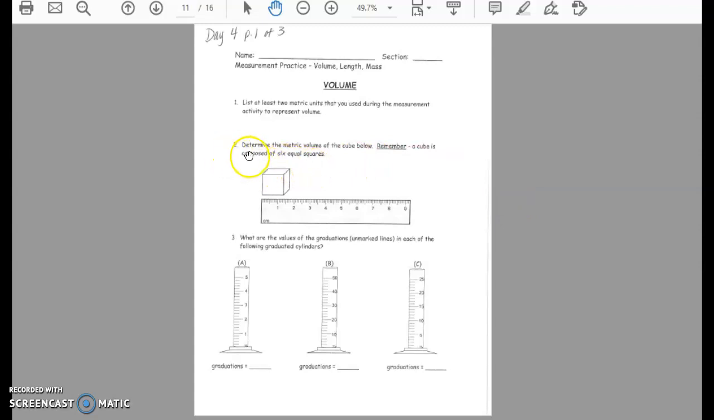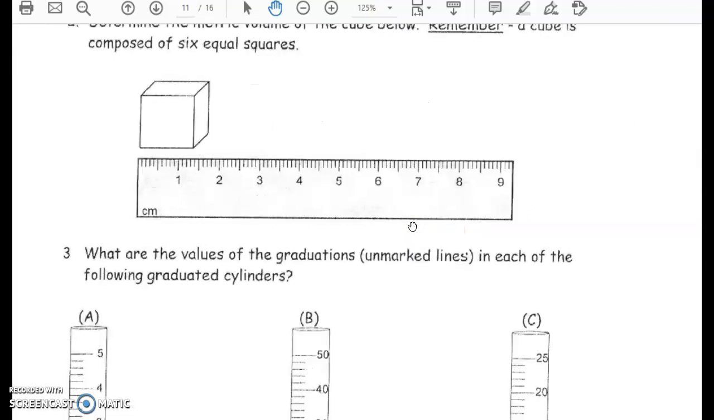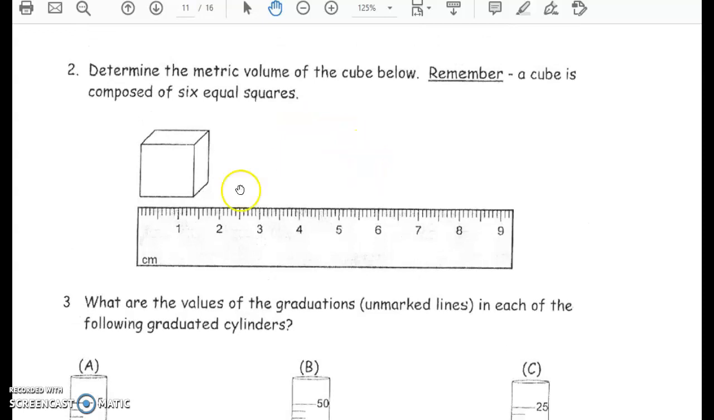So number 2, to determine the metric volume of the cube below, remember, a cube is composed of 6 equal sides. Okay, so centimeters. Big numbers are the centimeters themselves. Small ticks, if you have not used a ruler in a little while, are millimeters. Those are our decimal points for our centimeters.